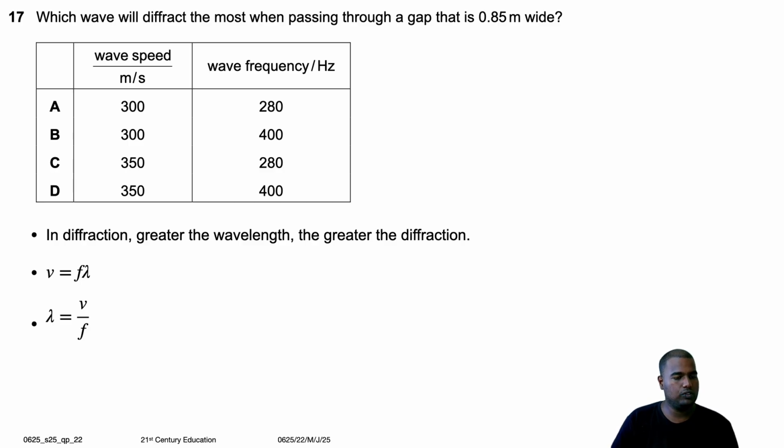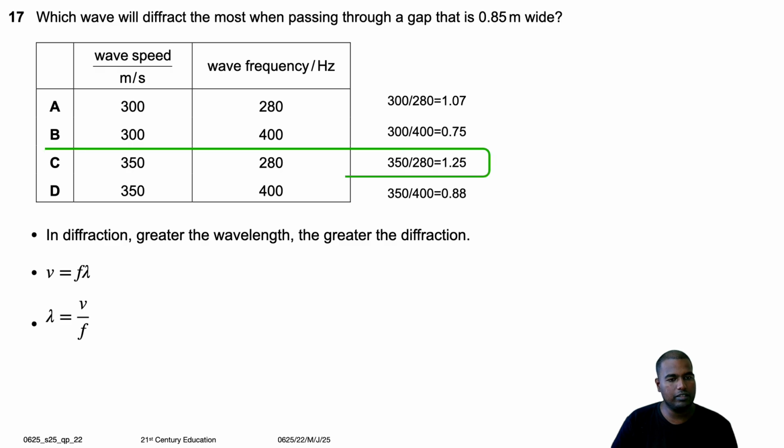Lambda equals v by f. So 300 by 280 is 1.07 meter. 300 by 400 is 0.75 meter. 350 by 280 is 1.25 meter. 350 by 400 is 0.88 meter. Out of these, C has the highest wavelength, so it will diffract more for the same gap or width.